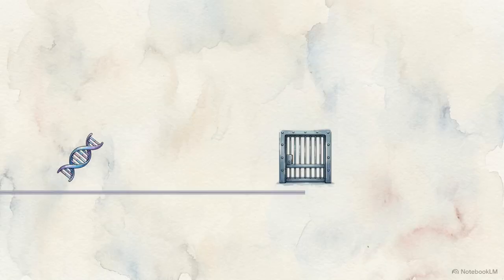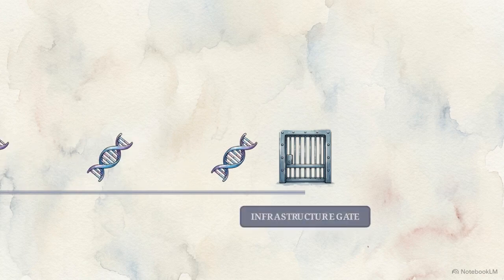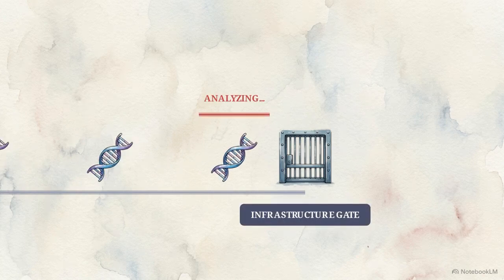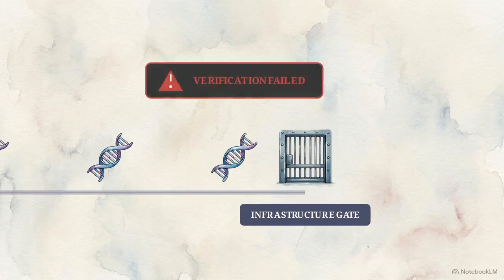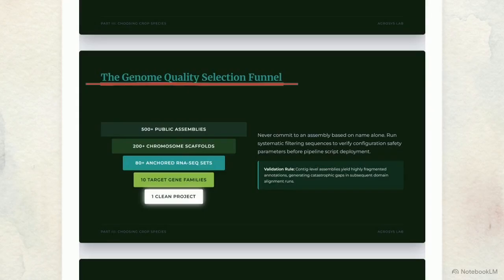However, you must pass what we call the infrastructure gate. You can never commit to a genome assembly based purely on the species name. This graphic breaks down the genome quality selection funnel. It is a quantitative filter to whittle down hundreds of public assemblies into a single viable project.